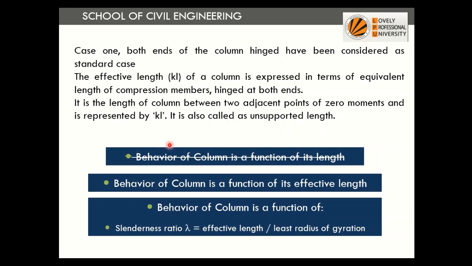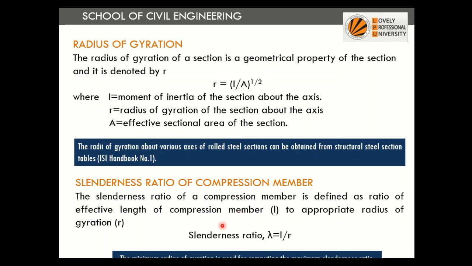So we started with the consideration that the behavior of a column is a function of its length, but now we can suggest that the behavior of a column is a function of its effective length. Now we can change our statement. But in actual practice, the behavior of a column is a function of the slenderness ratio. The slenderness ratio is the ratio of effective length to radius of gyration.